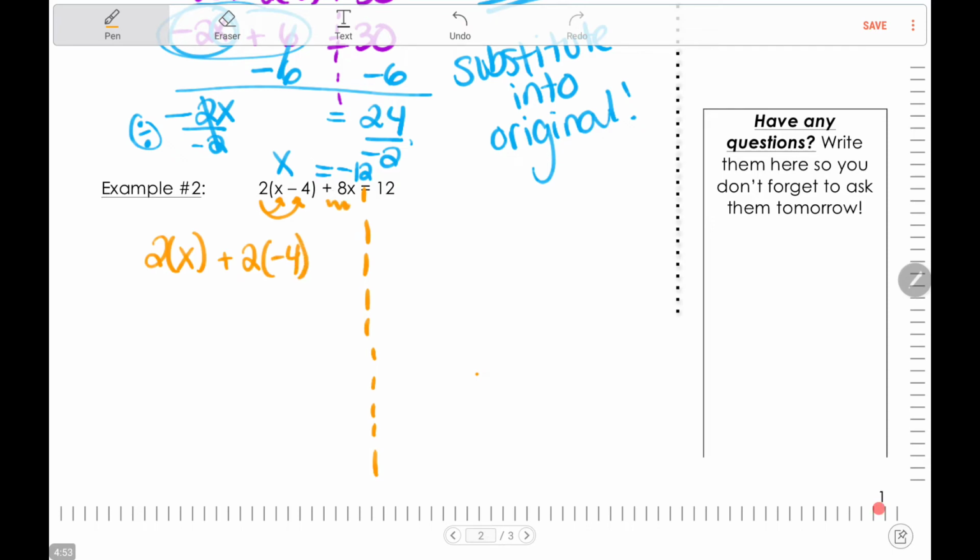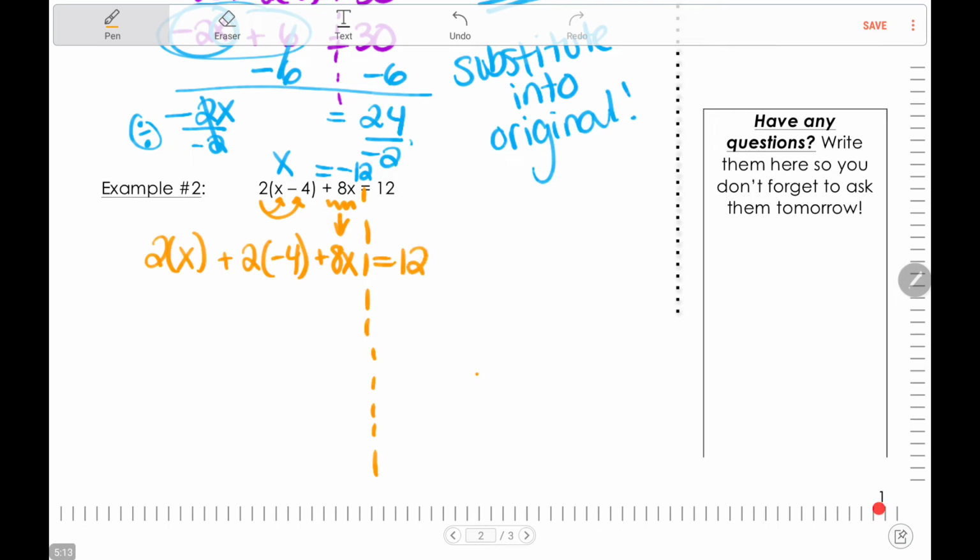Now what about this guy? This guy isn't going to just disappear. We got to bring him down. But he was not part of the distribution. Why? Because he's not attached to the parentheses. I can only distribute what's in the parentheses.